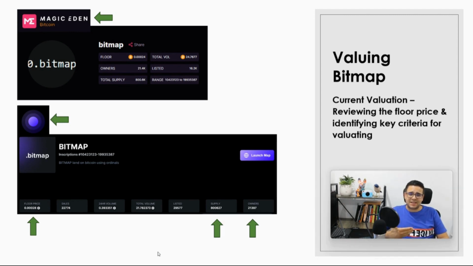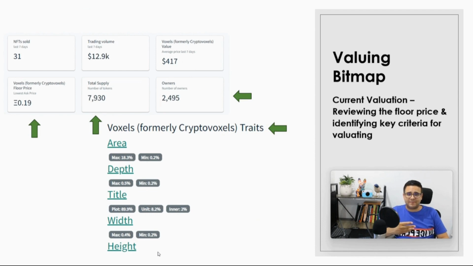So we've essentially established some levels of criteria here. One, we have a marketplace. Two, we have floor price. Three, we understand how many bitmaps are in supply. And four, we can see how many owners there are. So that's great. However, it doesn't feel enough to be able to value how much potentially our bitmaps could be worth.